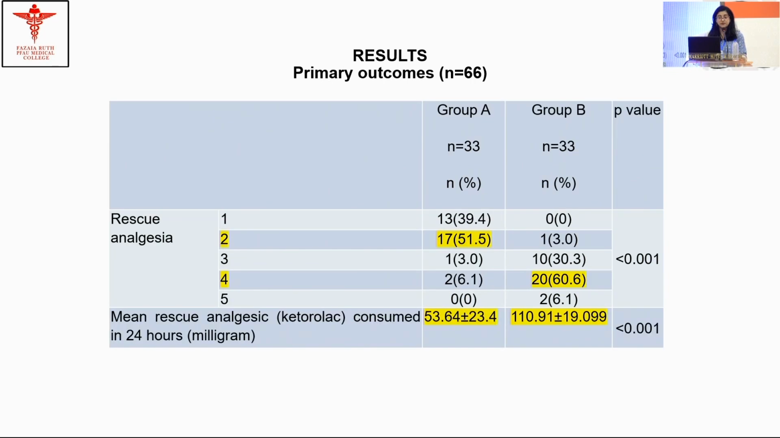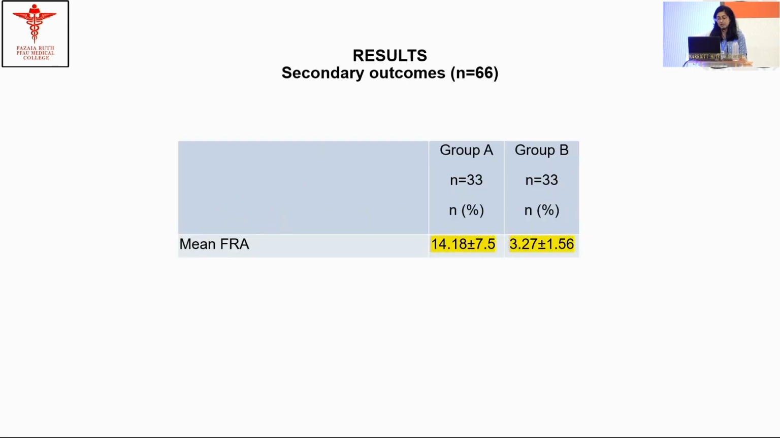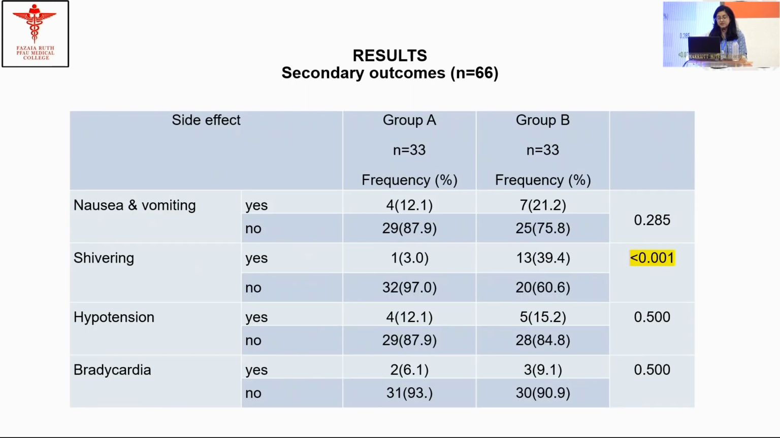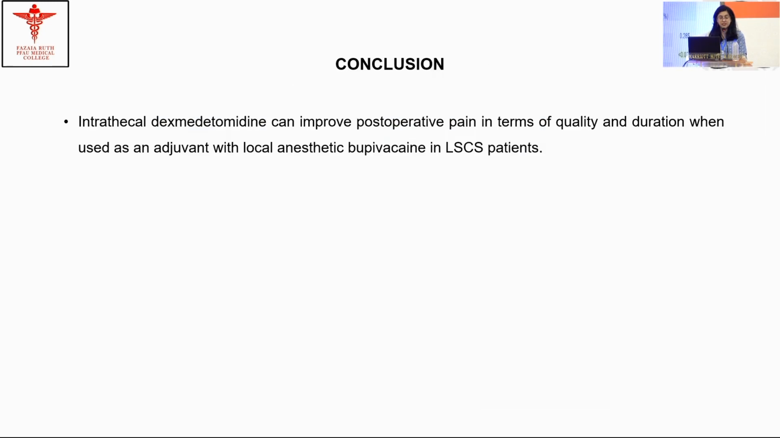This is the time of rescue analgesia. So 51% of patients required rescue analgesia twice in Group A, whereas 60% of patients required rescue analgesia 4 times in Group B. And if we see the mean rescue analgesia, it is almost double in Group B. Mean first rescue analgesia, as shown, is at 14 hours in Group A and 3 hours in Group B. Among side effects, only shivering held statistical significance.